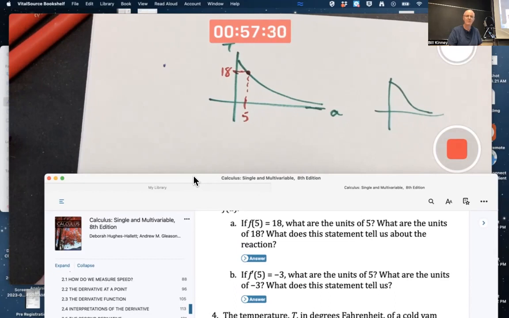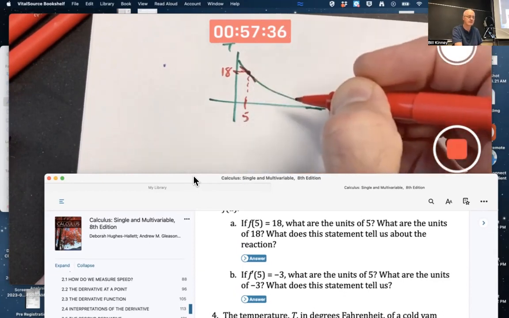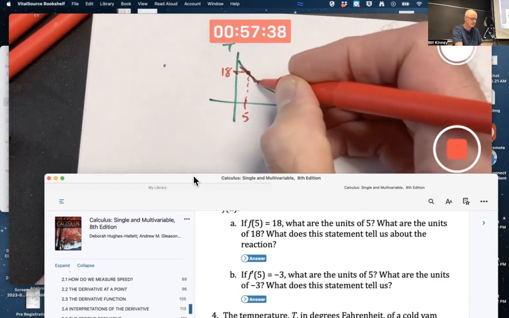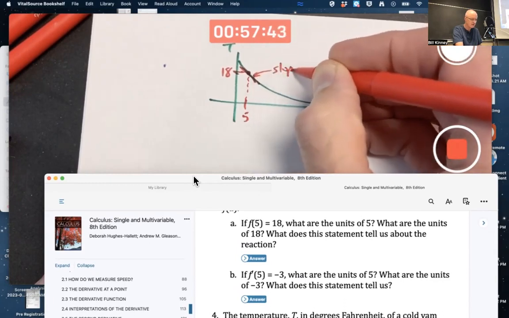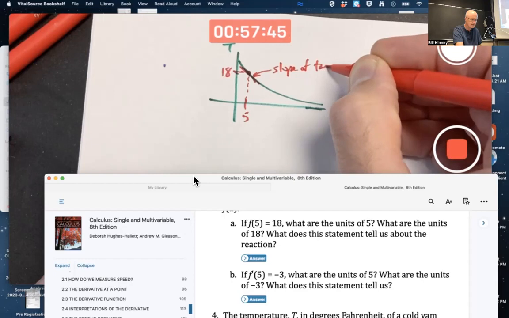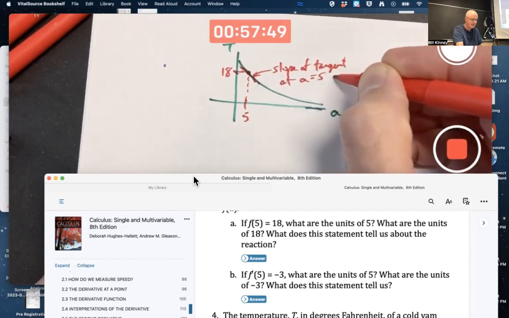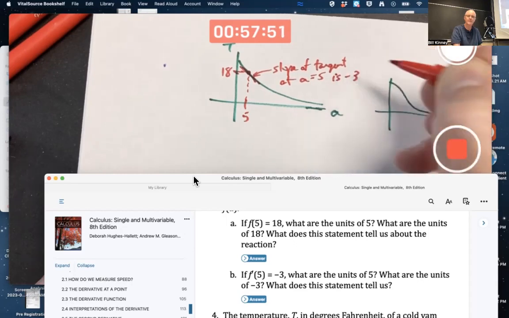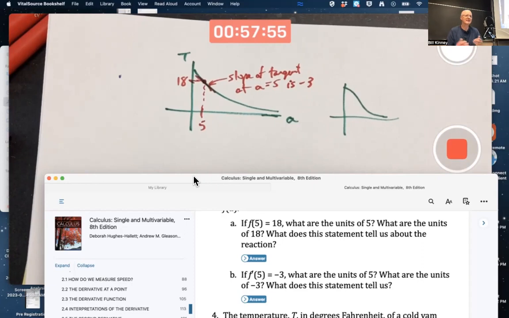Part B says f prime of 5 is -3. The tangent line here has a slope of -3. The slope of the tangent at A equals 5 is -3. That's what it means graphically, but what does it mean in terms of real life, the real life reaction?